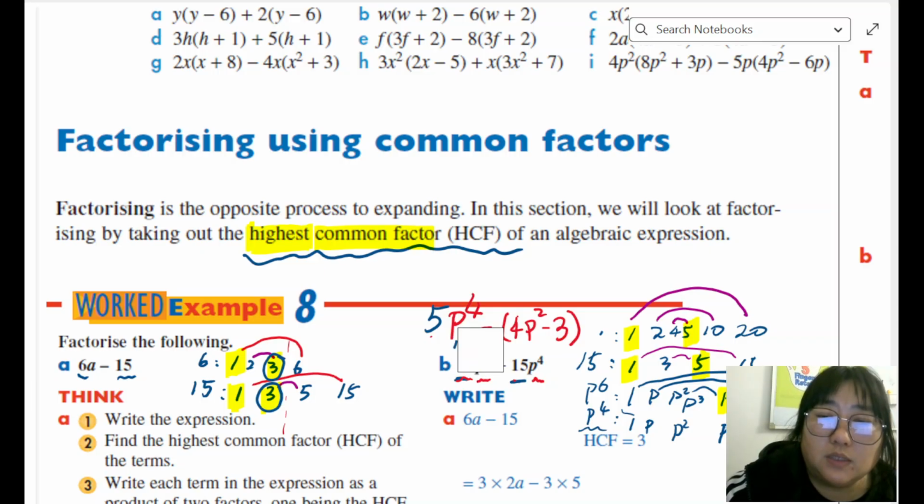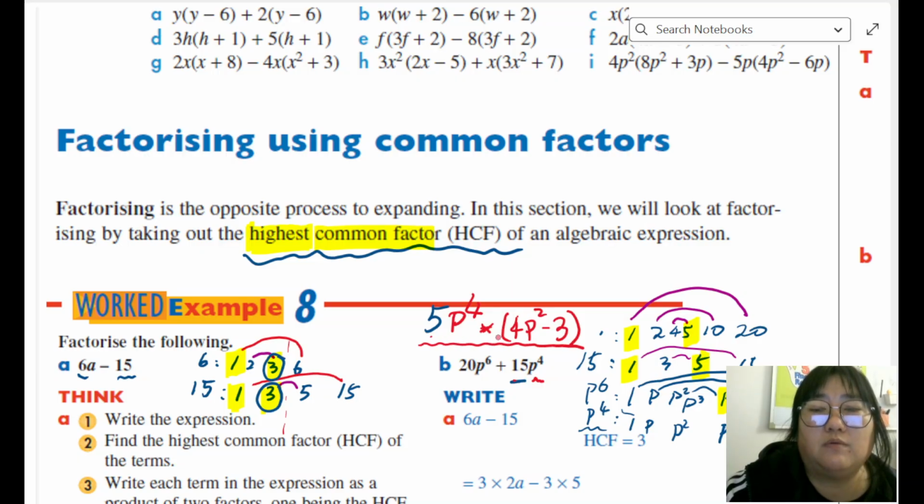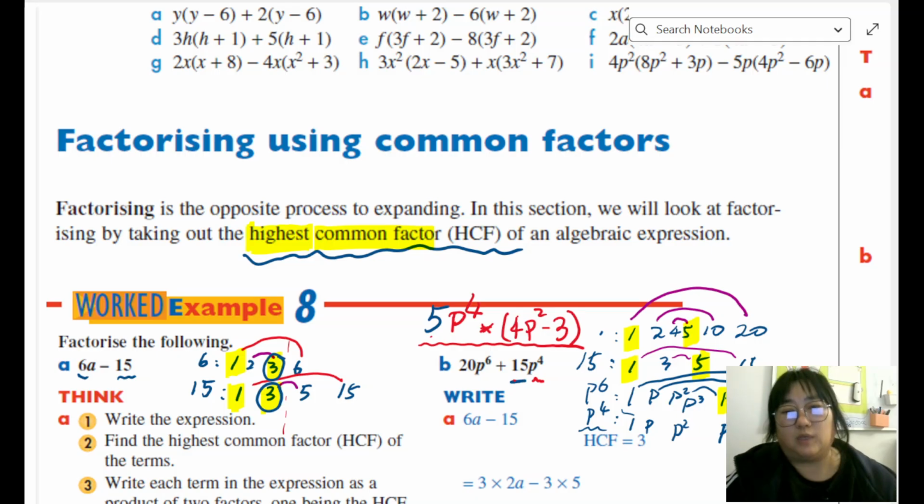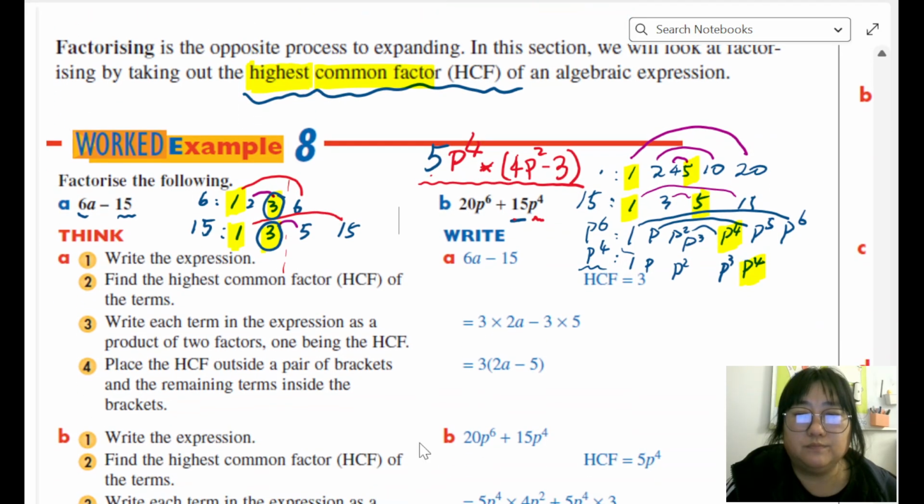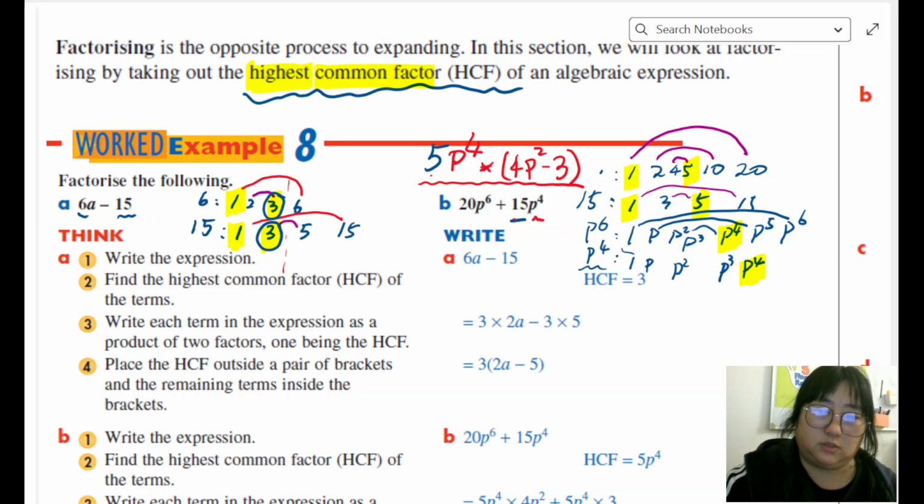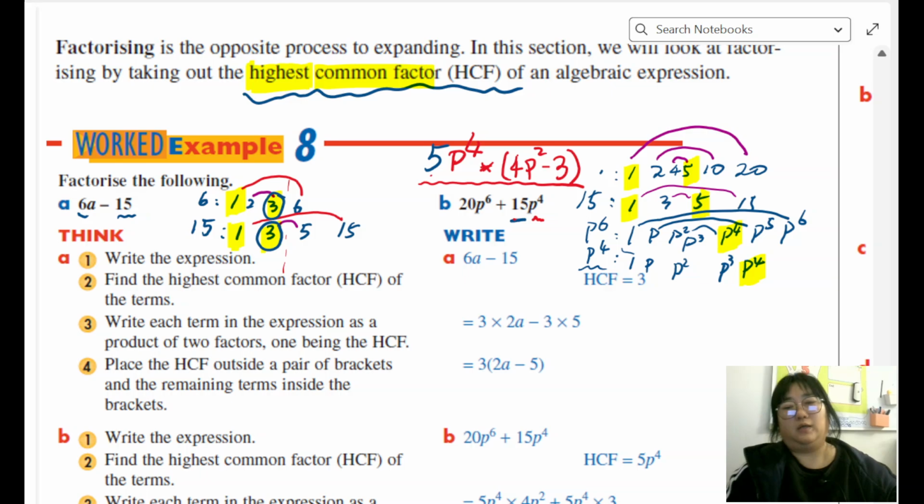We use a times symbol here, so they times each other, but the times sign can all be omitted. So the final result will be 5p to the power of 4 times the bracket: 4p squared in the bracket, take 3. Now we can check your answers from the solution. This one is exactly the answer for this question, so we can find it. That is correct.